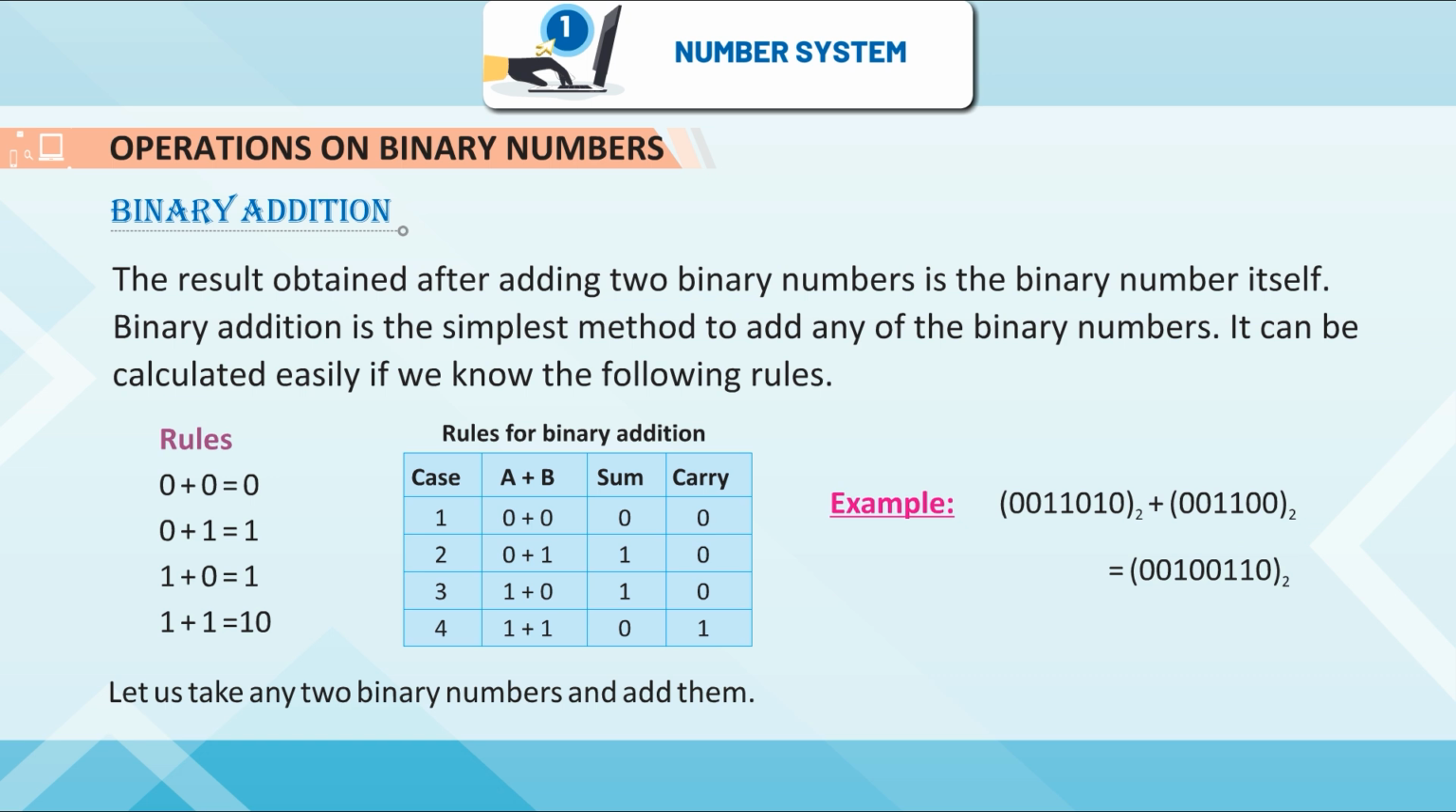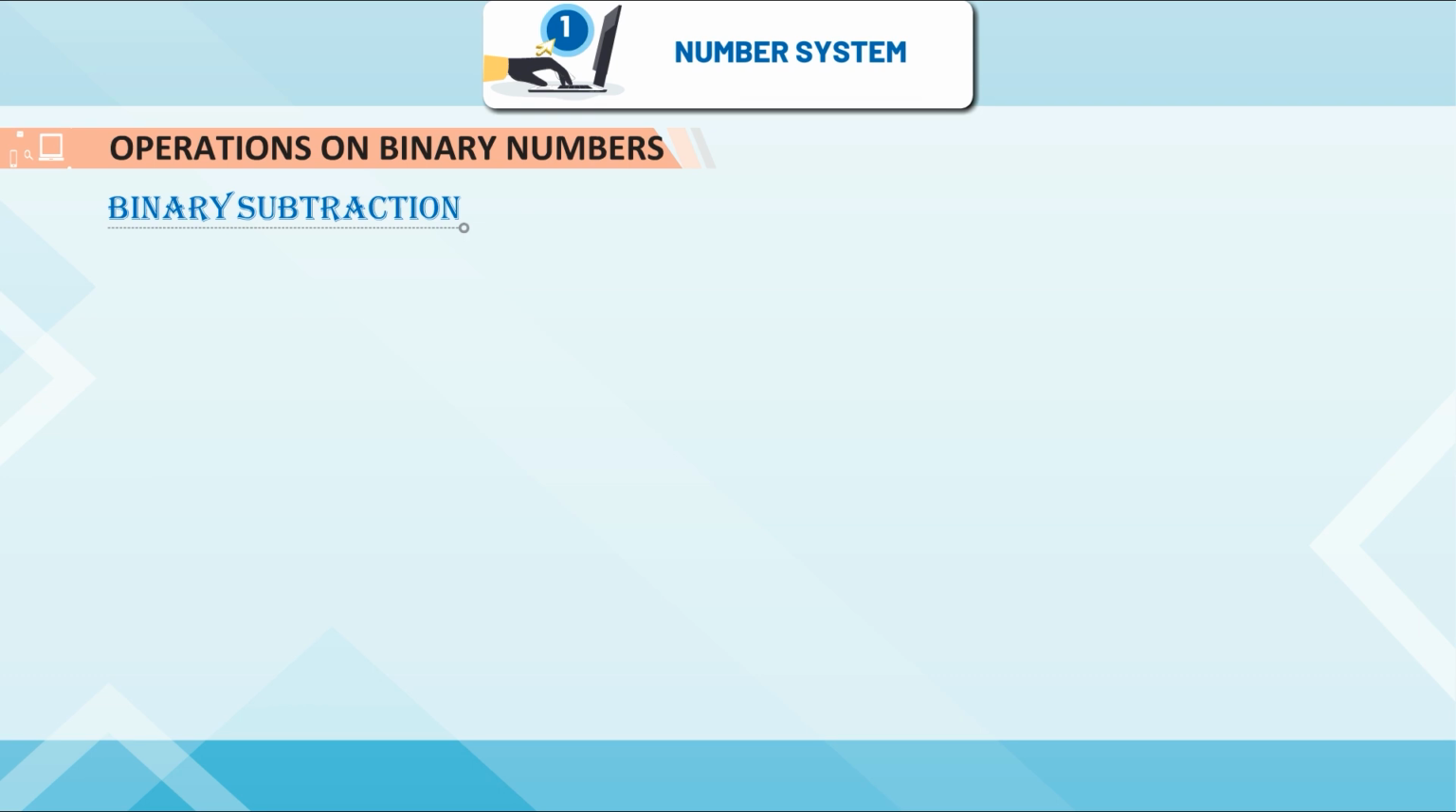Example: 00111010 with base 2 plus 001100 with base 2 is equal to 00100110 with base 2.